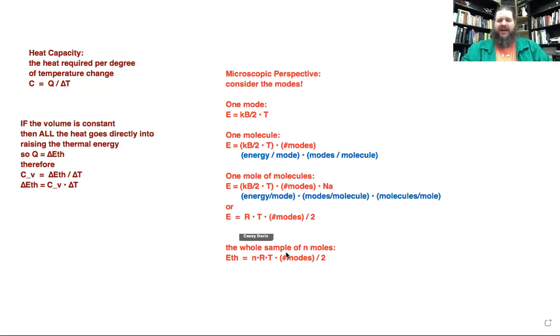Or alternatively, where you know everything else. Maybe you know the energy and the temperature, and you're trying to find how many modes there are to figure out information about what type of molecule you're dealing with. Any questions on that so far?